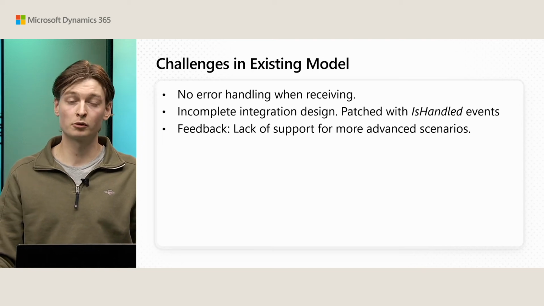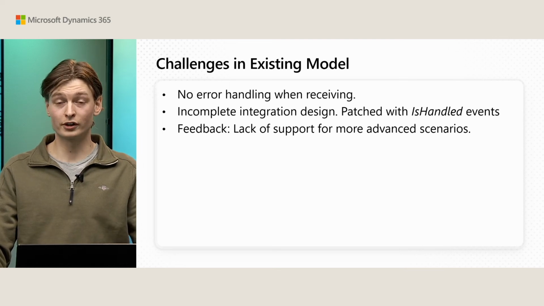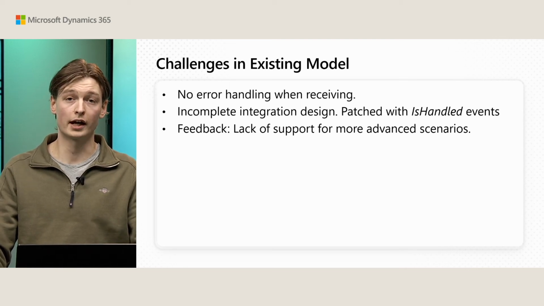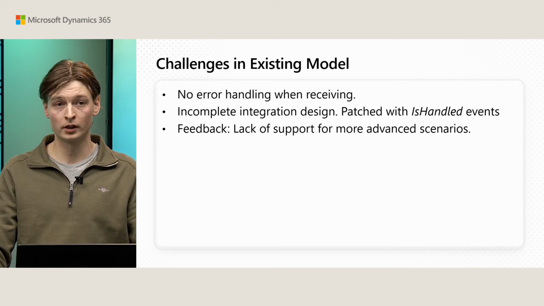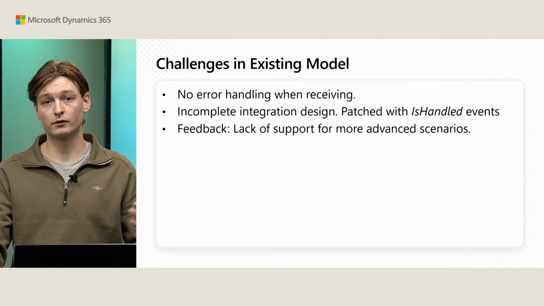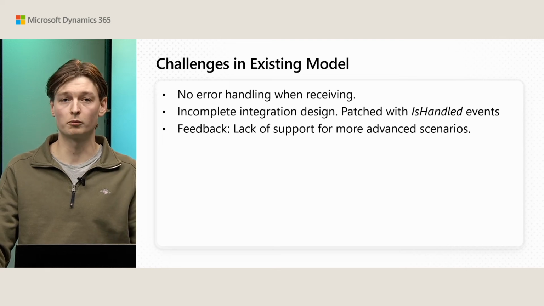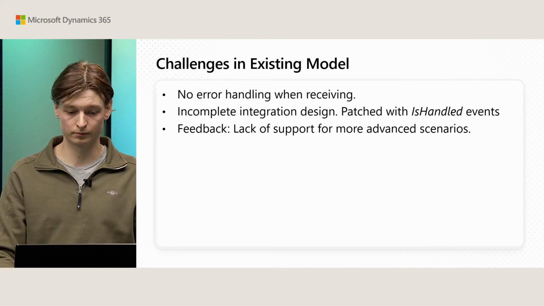Then we also had some incomplete integration design that we wanted to improve. Currently, in the old version, it was patched with some is-handled events that we dislike, and we want to get rid of this approach for the e-document framework. And then, of course, from feedback, there were partners that we talked with that told us that there is a lack of support for more advanced connector scenarios, and they would like to see those improvements for their connectors.